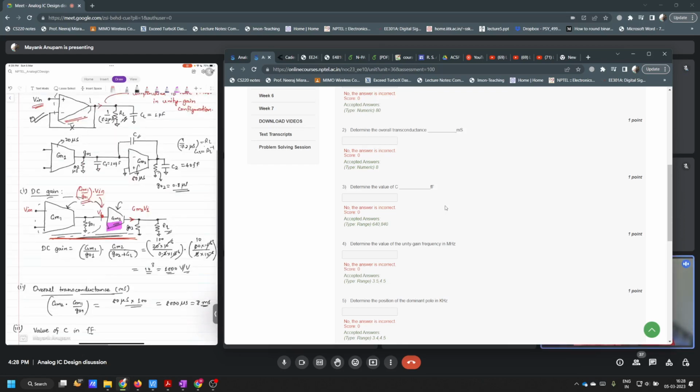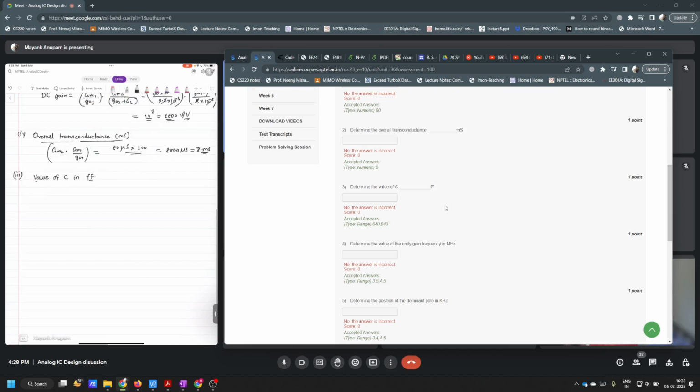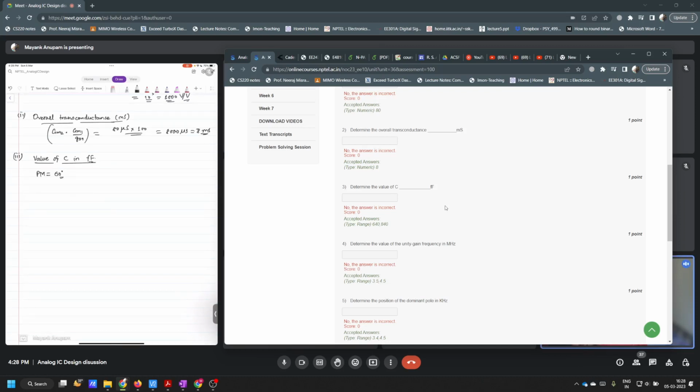Correct. From the phase margin equation, we will evaluate it in terms of the unity gain frequency and the second pole, because those two are unknown. So we have been given phase margin equal to 60 degrees, right? And what is phase margin actually equal to in this scenario? We can assume that the first pole appears at a very low frequency, right? And then we have this condition here.